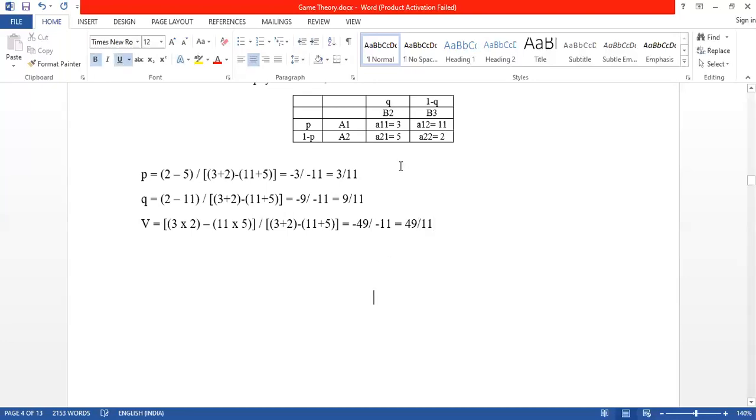That means the probability that A1 will be chosen is 3 by 11, B2 will be chosen is 9 by 11, and the value of the game is 49 by 11, right? So, hope you understand the concept.